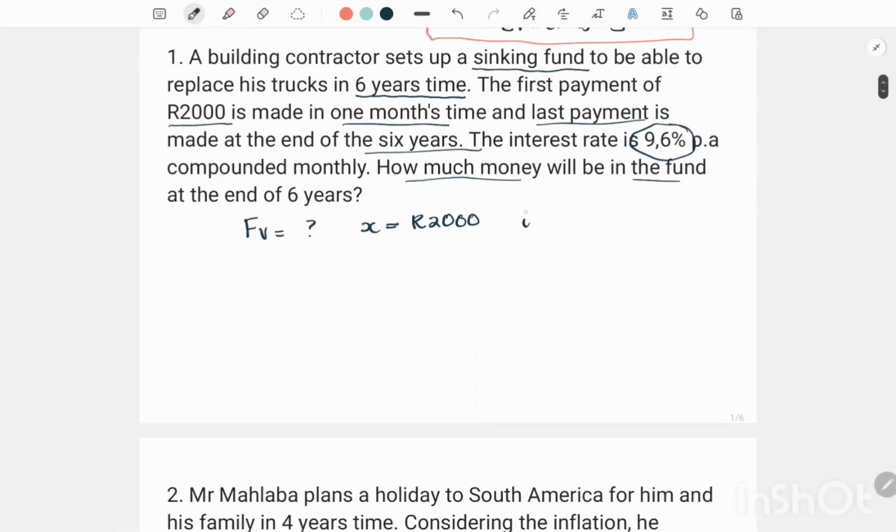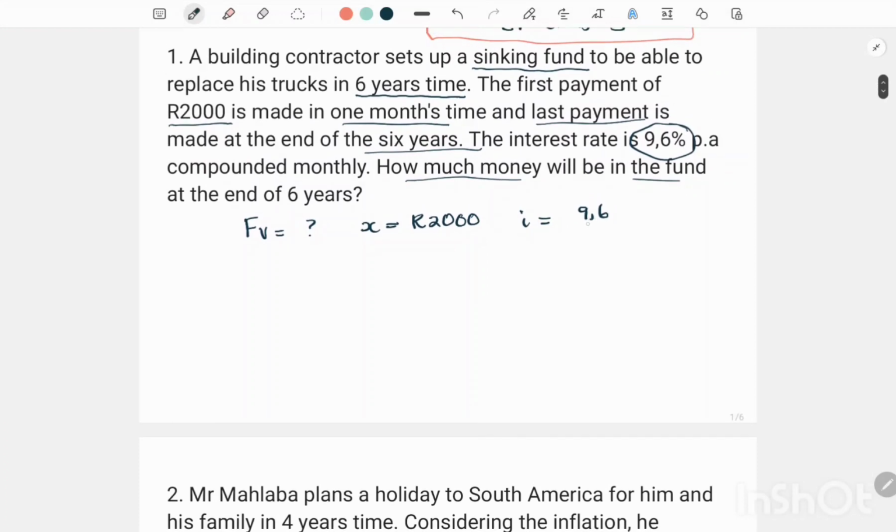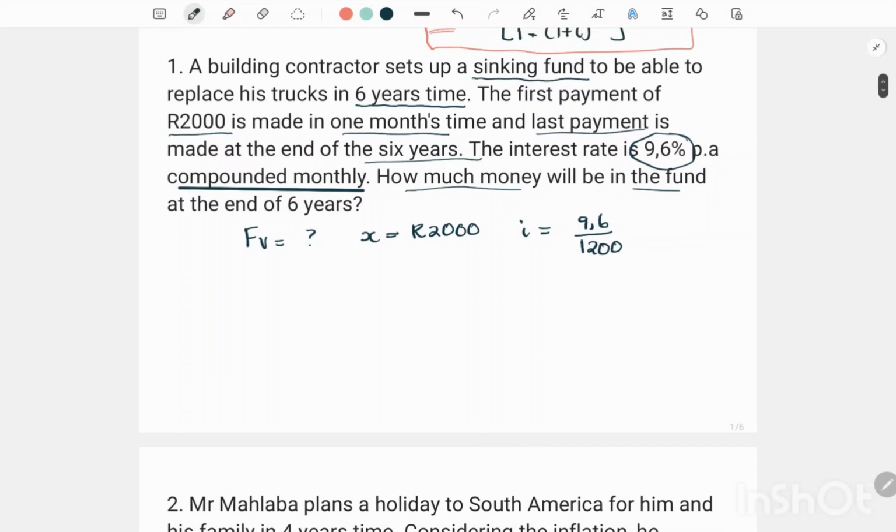The interest rate, which is the I, is 9.6%. So I'm not going to say percent and then divide by 100 and do all this type of calculations. I'm just going to say 9.6 divided by, I check my compounding period, which is monthly. So I'm going to divide by 1,200. So it's 9.6 over 1,200.